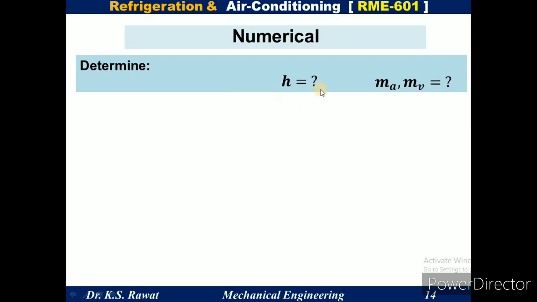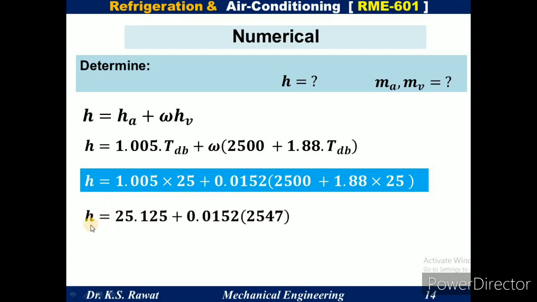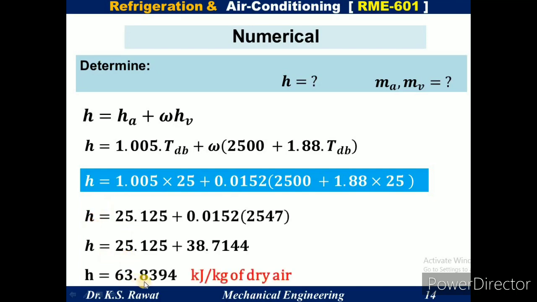Now we have to calculate the enthalpy. The enthalpy of the moist air is equal to HA plus omega HV, where HA is the enthalpy of dry air and HV is the enthalpy of water vapor. So H is equal to 1.005 multiplied by dry bulb temperature plus omega times (2500 plus 1.88 into dry bulb temperature). Now put the value. Dry bulb temperature is 25 degrees centigrade. By putting the value, we will get the enthalpy equal to 63.8394 kilojoule per kg of dry air. Remember that the enthalpy of the moist air is always calculated with respect to dry air.